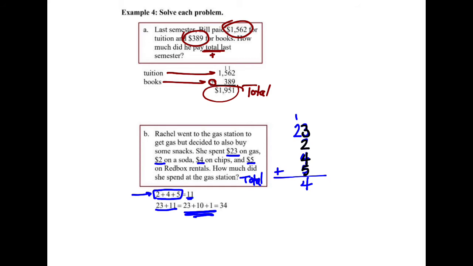Carry the 1. 1 plus 2 is 3. Now, one thing they did not do on this one is they did not put the dollar sign, and they should have. How much did you spend at the gas station? 34. 34 what? 34 quarters? 34 cents? You know, $34. $3,400? There's all kinds of possibilities.